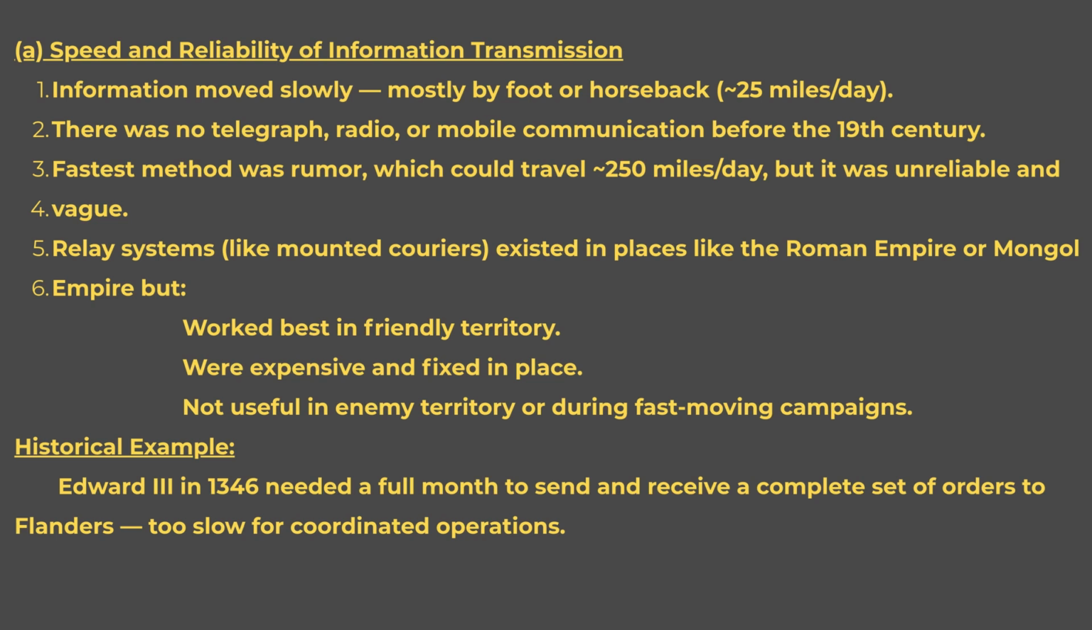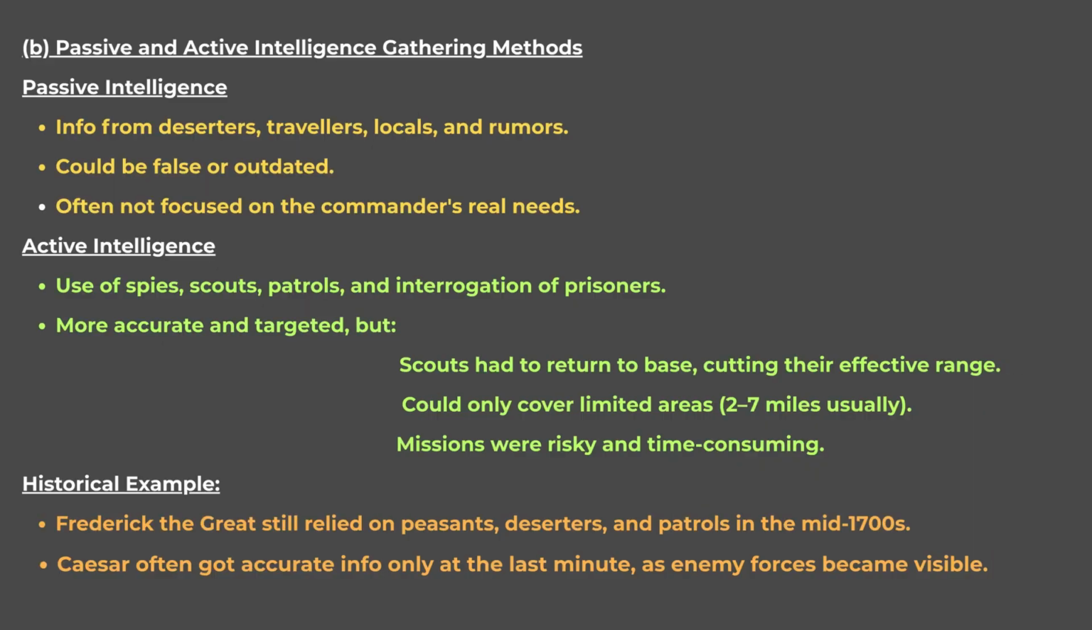Moving on to the next part of the question, B. Passive and active intelligence gathering. Now let's talk about intelligence, how commanders got information. Passive intelligence came from locals, deserters, travelers, or even rumors. But it was often wrong, outdated, or not useful for real-time decisions. Active intelligence involved spies, scouts, patrols, and prisoner interrogation. This was better, more accurate and focused, but also limited and risky.